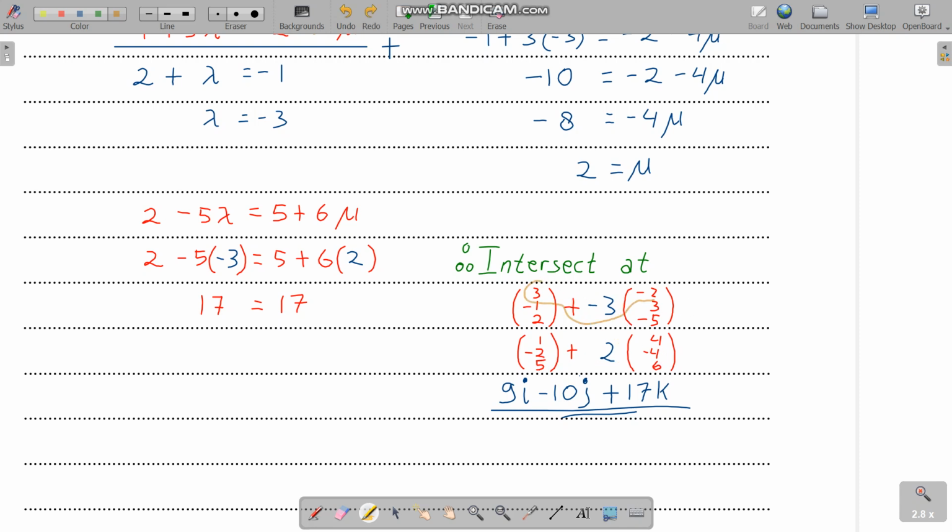So 3 times -2 is -6, so 3 plus 6 we get 9, and -1 minus 9 we get -10, and 2 plus 15 we get 17. Or you can use 1 plus 8, which is also 9, -2 minus 8, which is also -10, or 5 plus 12, which is also 17.